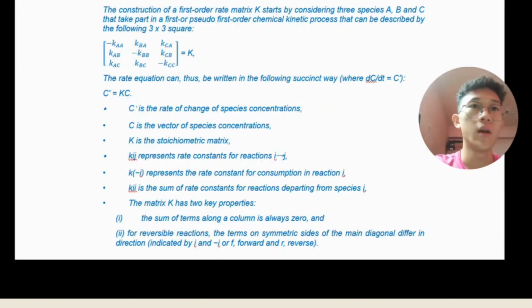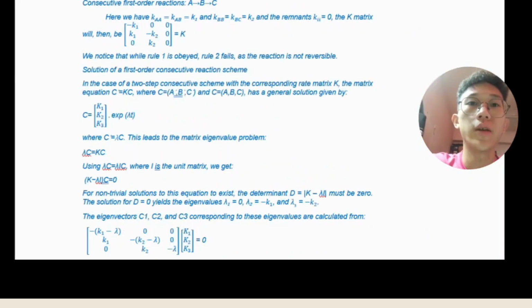Let us construct a first-order rate matrix K for a chemical kinetic process involving three species with a 3 times 3 square representation. The rate equation can be written in the following way: C prime equals Kc. The sum of terms along a column is always 0, and for reversible reactions, the terms on symmetric sides remain diagonal. In the case of a two-step consecutive scheme with the corresponding rate matrix K, the matrix equation C prime equals Kc has a general solution given by this equation, where C prime equals lambda C. This leads to the matrix eigenvalue problem, lambda C equals Kc.